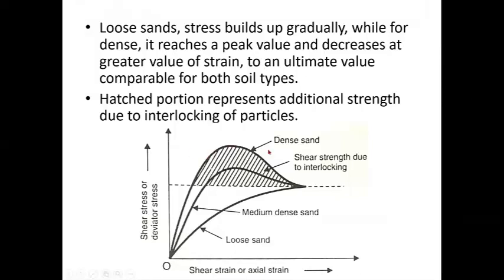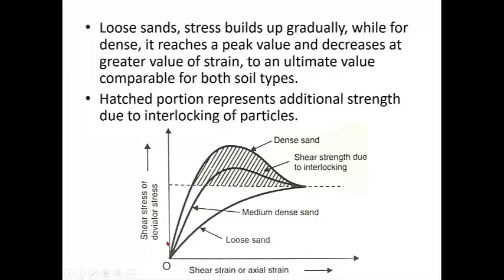So in dense sand and medium dense sand, the particles are already interlocked. That is not the case with loose sand. In loose sand, the strength only comes from friction between the particles, right? So that friction is also developed only when the particles come into more and more contact. So that happens in loose sands. Slowly the particles will come into contact when you apply the stresses, and it will come to this critical state. But in the case of dense sands, there is some interlocking as well.